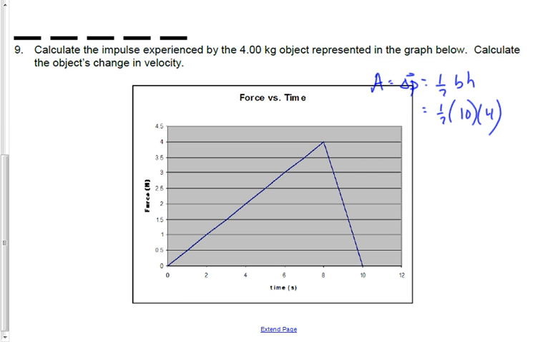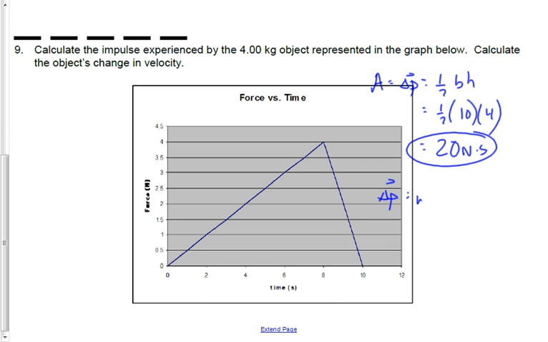So the base is 10, the height is 4. If this was below the x-axis, what would we do with it again, Simon? We'd make it a negative, right? If you had some above, some below, calculate the area above, calculate the area below, and then just add them together, making sure you make the one below a negative value. 1/2 of 10 times 4 is going to give me 20 Newton seconds, or 20 kilograms meters per second. The change in velocity, delta P is equal to what? It's equal to F times T. Can't use that because it's a changing force. So what am I going to set it equal to there? Caitlin? Good, M times delta V.